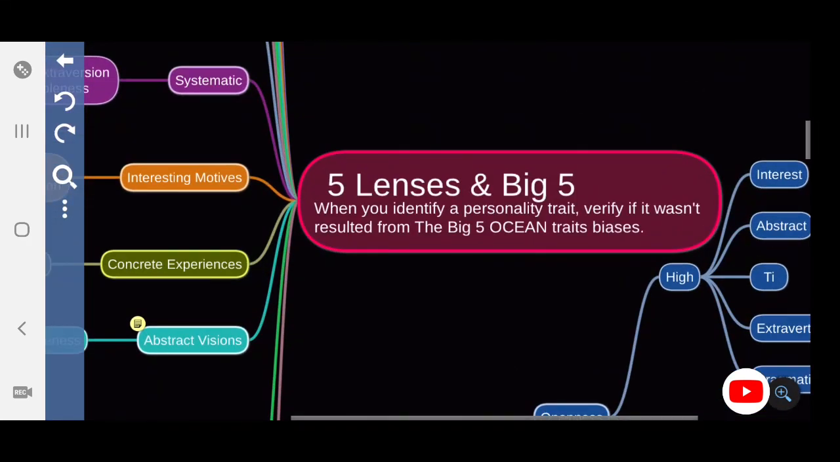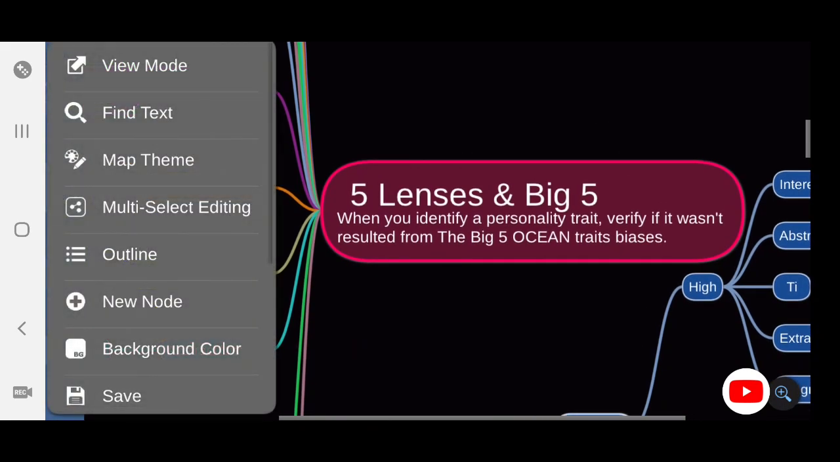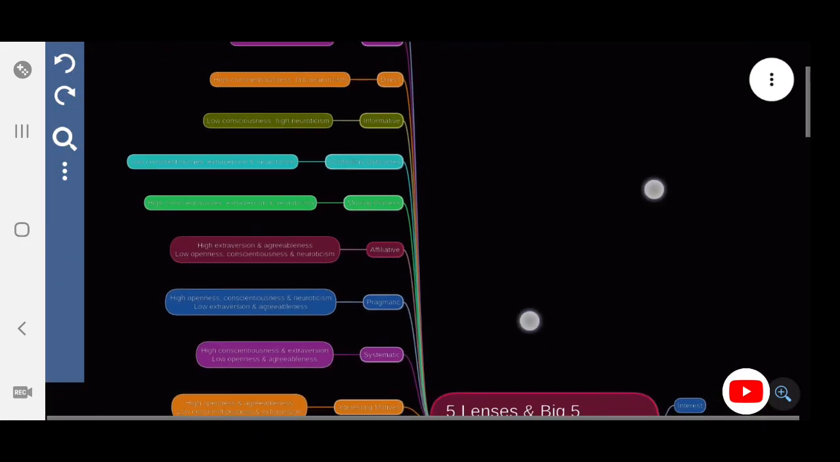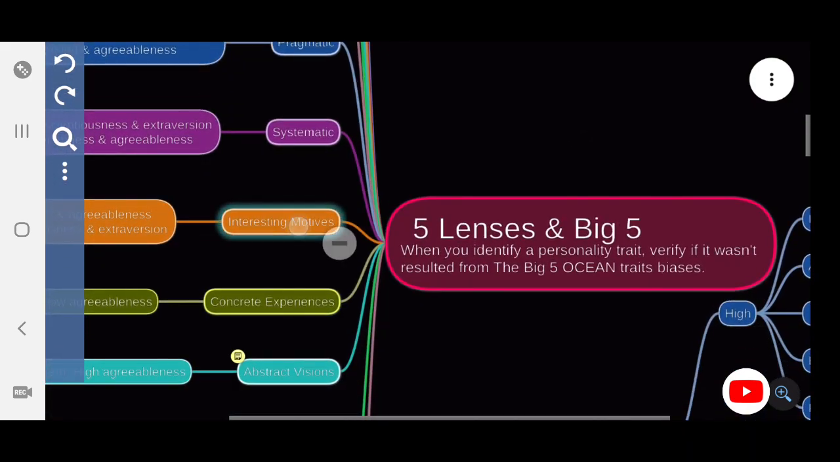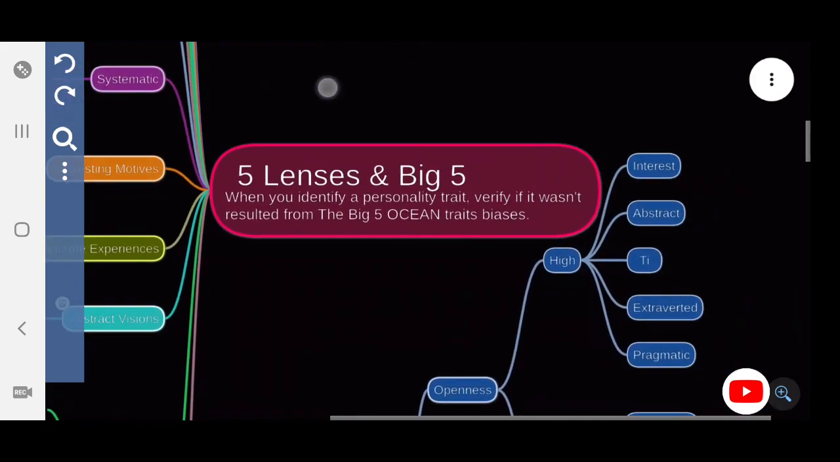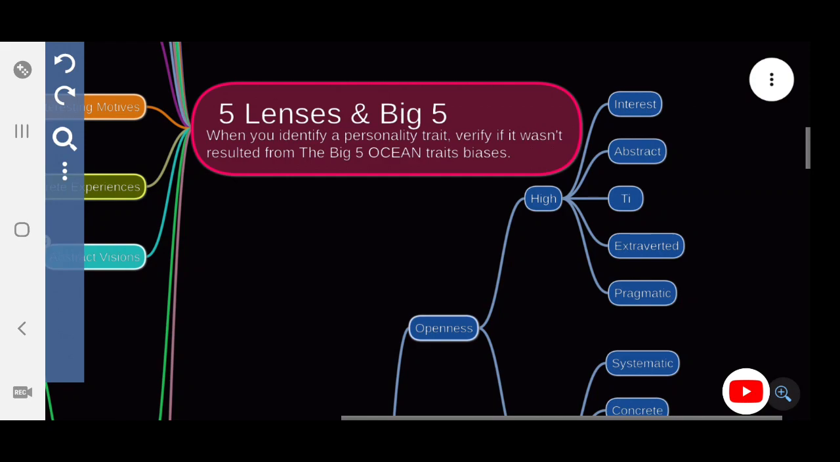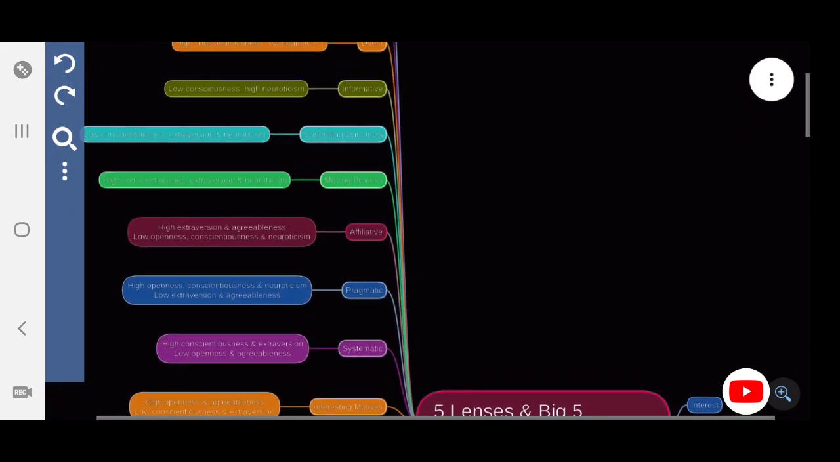This is the Big Five and the five lenses, or sorry, the five lenses and the Big Five. I'm going to go to the view mode. You can see that we have two types of arrangement. The first one is sorted by putting the five lenses first and then describing it with the Big Five. The second one is vice versa: we start with the Big Five and then explain it using the five lenses traits.